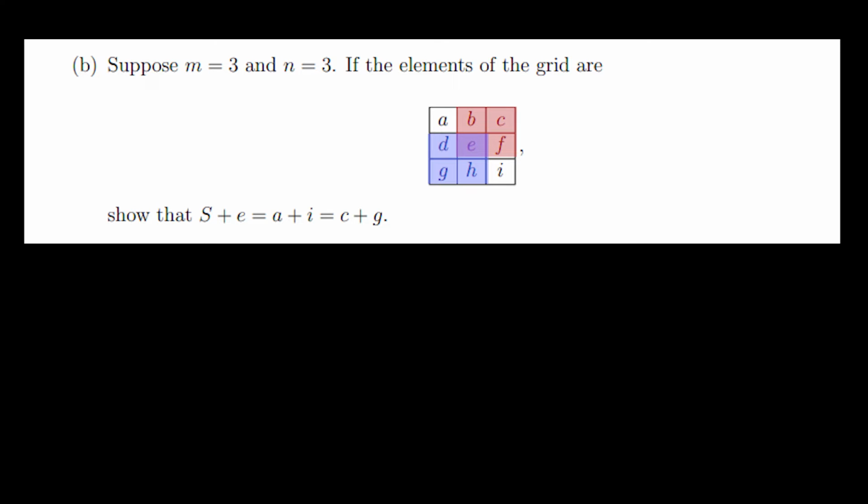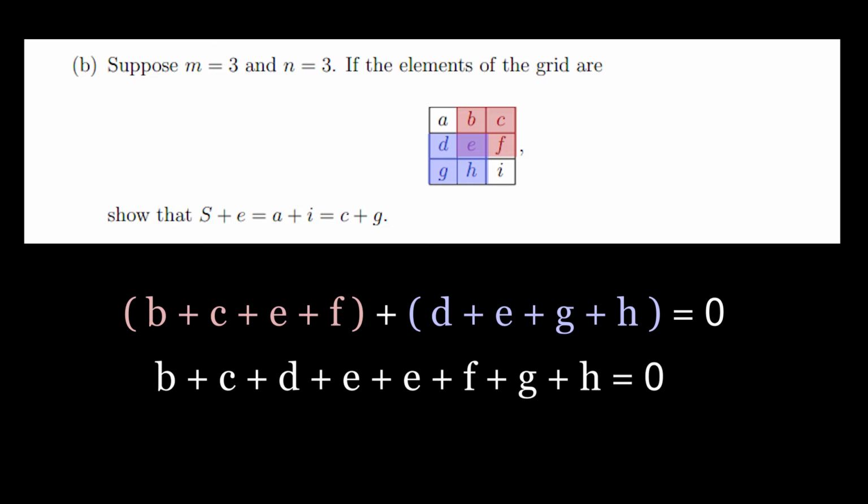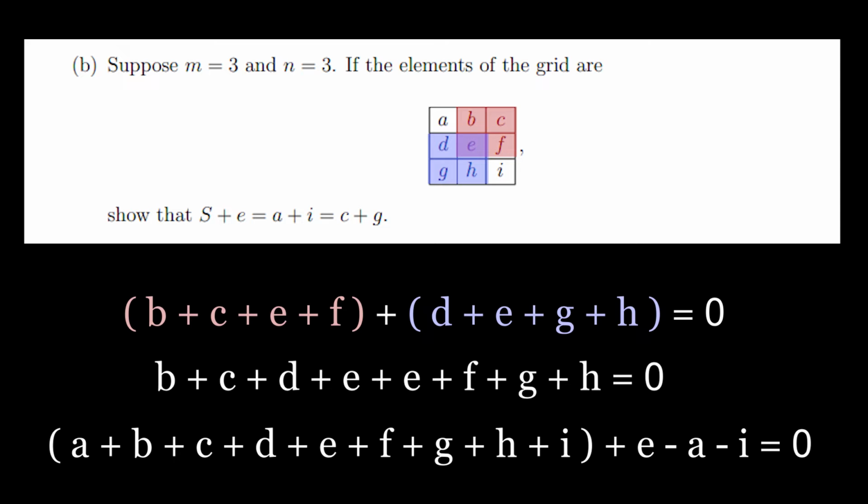So, I went ahead and wrote down this equation, which makes sense because the letters in each bracket belong to the same 2x2 subgrid and thus have a sum of 0. I then went ahead and rewrote this equation in alphabetical order. Since we also know that S, which is the sum of all of the numbers in this grid, is just A plus B plus C all the way to plus I, I tried again to rewrite this equation in terms of S.